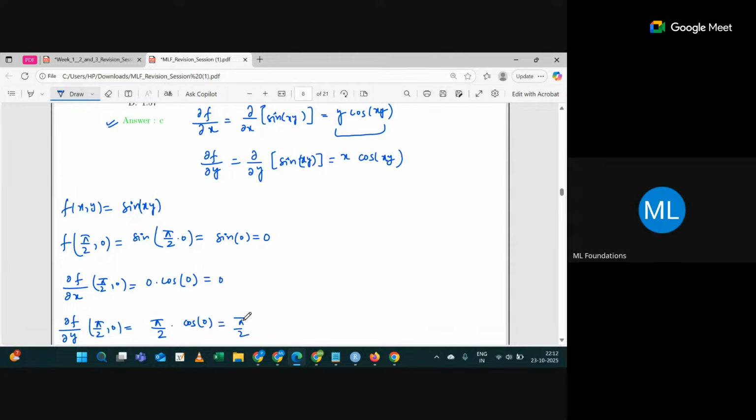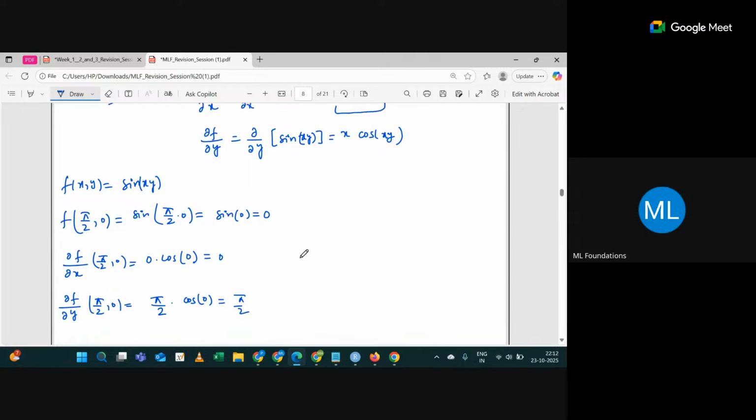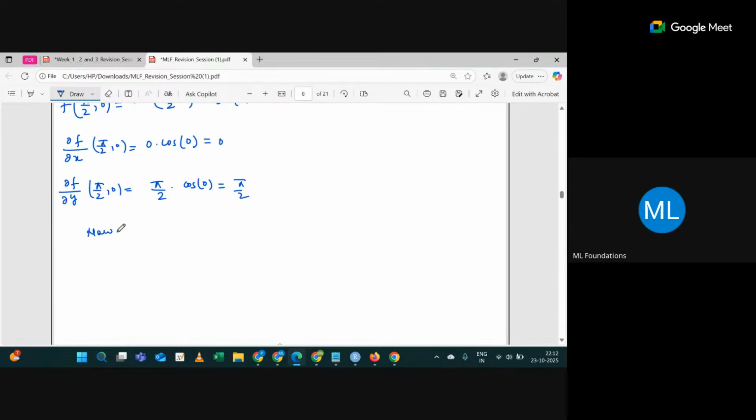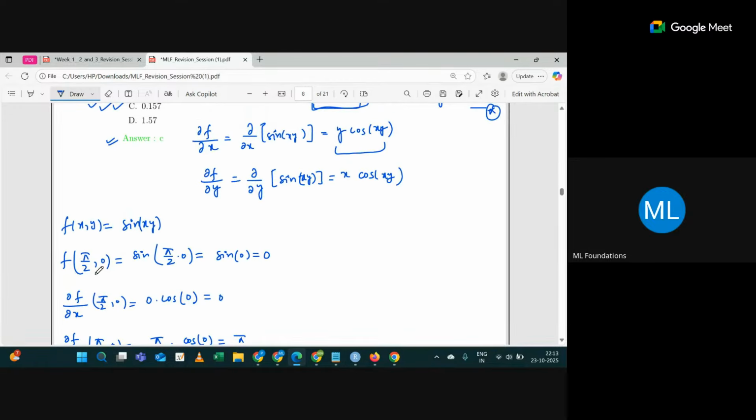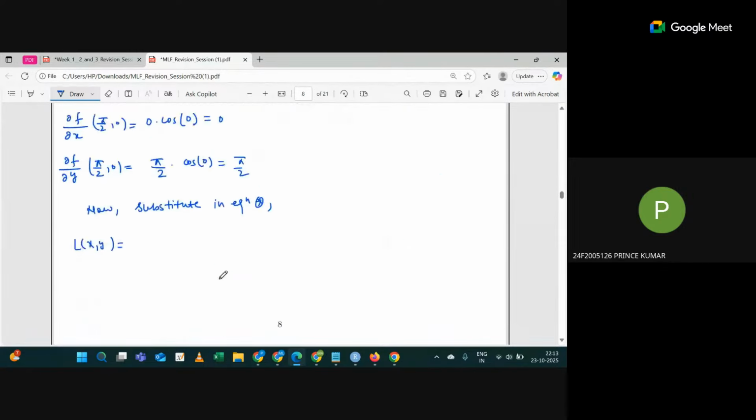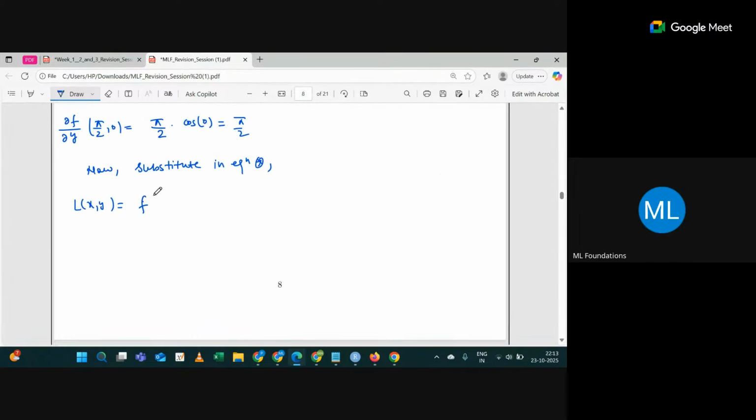Alright, so we have all values now, right? What we have to do is substitute in equation star. So L of x comma y will be, what is f of pi by 2 comma 0? It's 0. So it will be 0 plus, let me write: f of a comma b plus del f del x at a comma b into x minus a, plus del f del y at a comma b into y minus b.